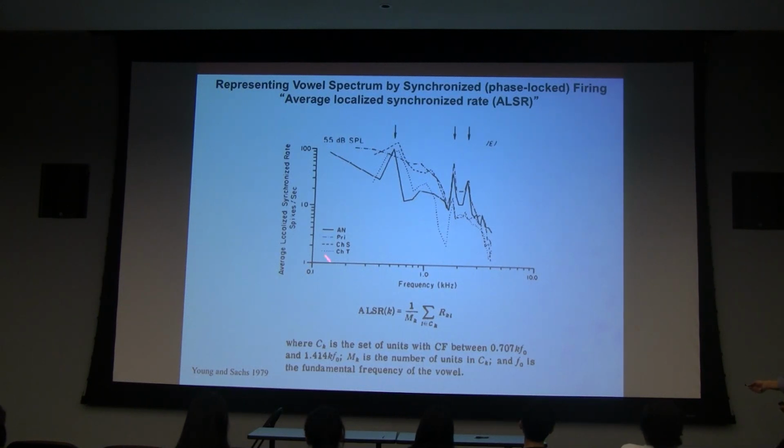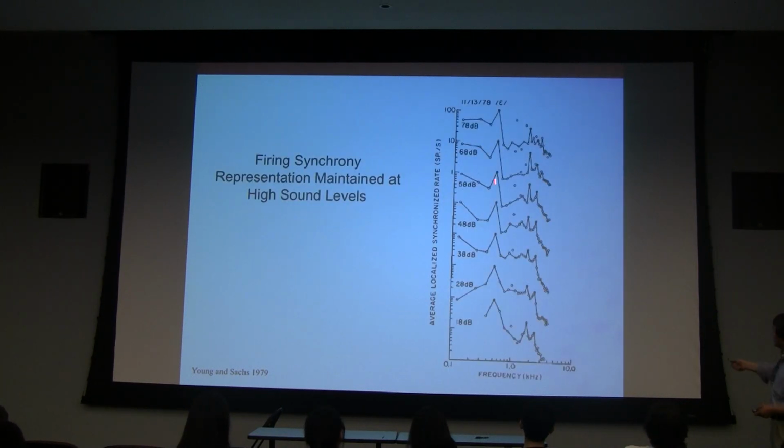If you plot that as a function of neurons' frequency tuning, you still have a profile like this. Now what you can see here is that this profile shows the formant as an average firing rate profile. But most importantly, when you increase the sound level from low to very high, remember, firing rate becomes saturated here. But a phase locking based measure continues to track this all the way to high sound level.